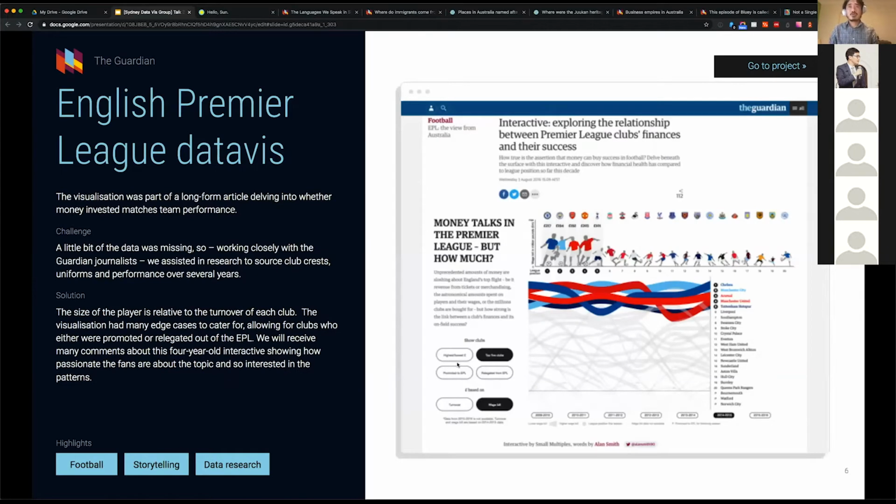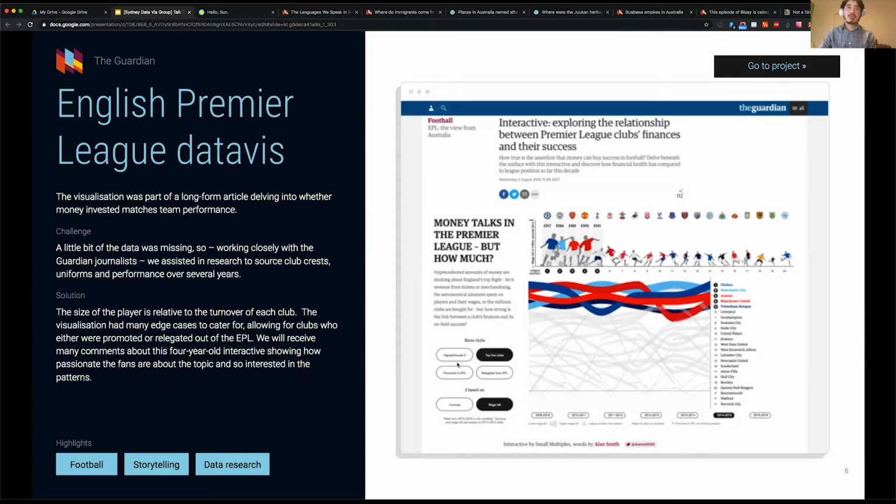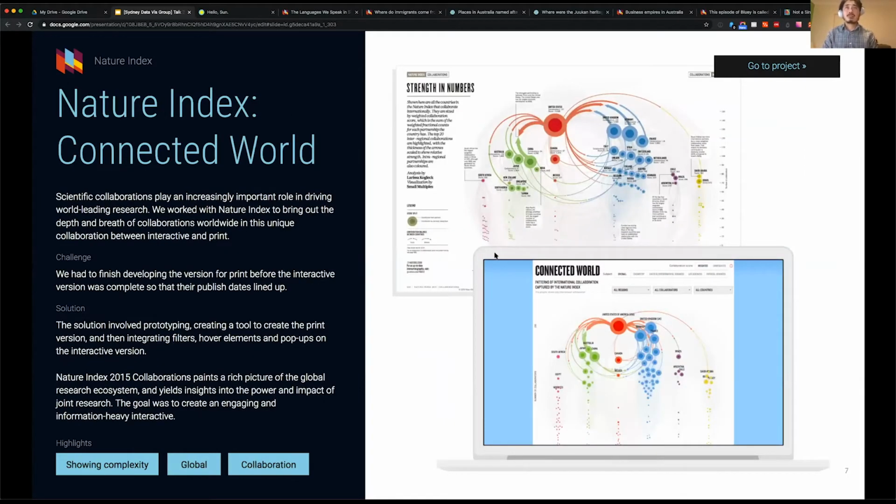Other things we do is work with media outlets, newspapers, to do data journalism projects. What you're seeing here is a project we collaborated on with The Guardian to look at team performance in the English Premier League, and how much money they have, player salary, and how they performed over the years. A very interactive piece that people can go to the Guardian website and play with, applying different filters. There's a link there, you can check it out. Just Google it.